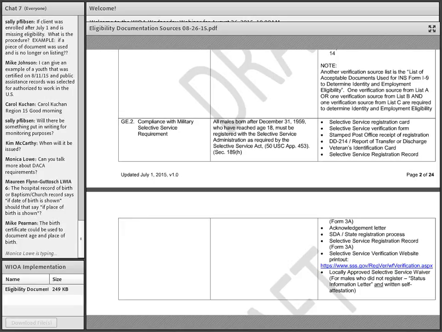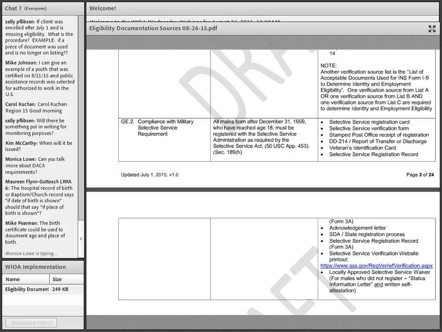So we do have policy out on that at this point in time on selective service. It's WIOA policy 11-PL-02 that goes into more detail. We may have to update this to reflect the list on the right, but the items on the right are those things that can be acceptable to prove that they've complied with military selective service requirements.